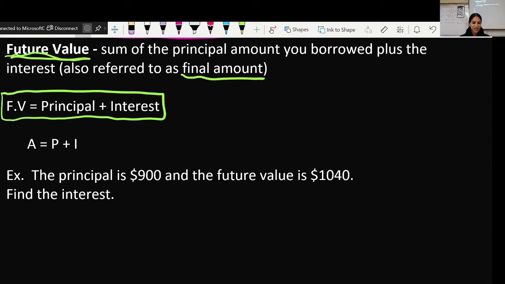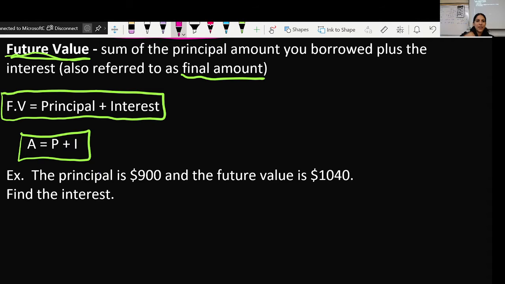Let's go through this first example together. Actually, here's a way that we could write that formula just using variables. Future value, we can also abbreviate to use the variable A, equals the principal plus the interest, so P plus I. So if you see that, this is what it's referring to. So let's go through and work on this first example.